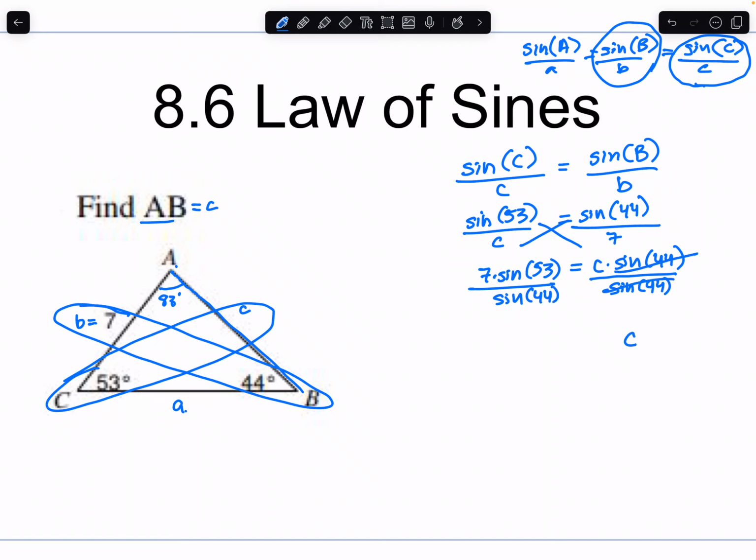This allows us to isolate the variable as 7 times the sine of 53 divided by the sine of 44. Now that the variable is isolated, this portion we can do in the calculator. Make sure your calculator is in degree mode, and we have 7 times the sine of 53 divided by the sine of 44. And that gives us about 8.05.